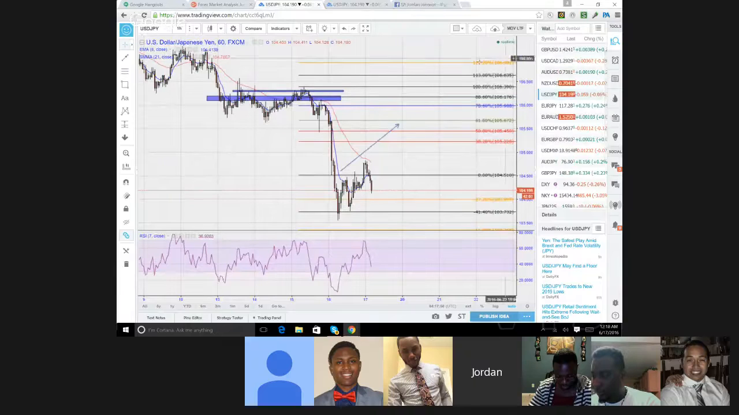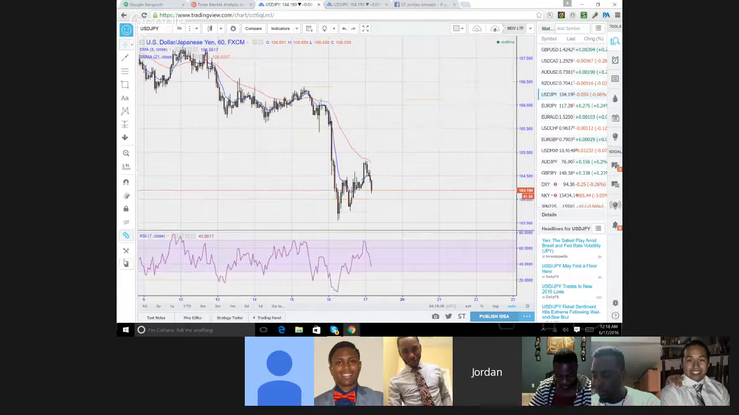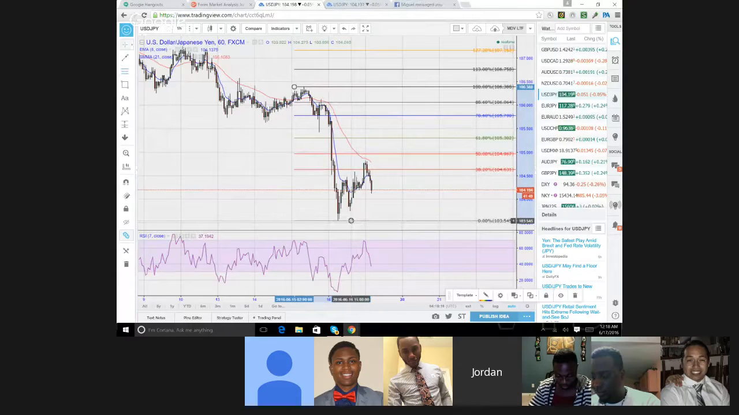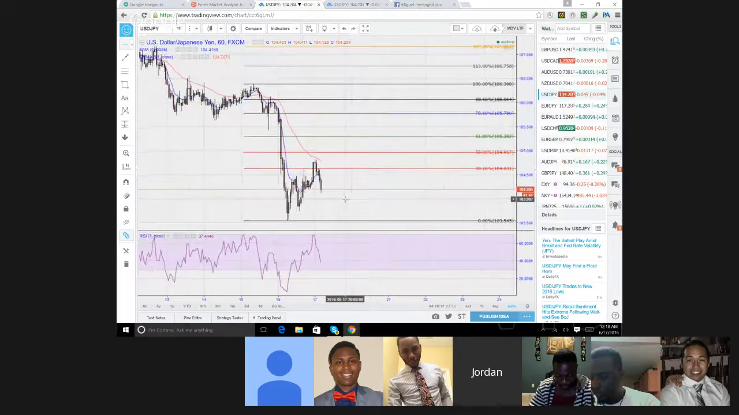This is kind of where we're at with dollar yen. Let me erase everything for you. I'm going to take my swing high from right here of this consolidation area, and see where price is at. Price right now is in this 38.2 area where price is already making its breakdown.